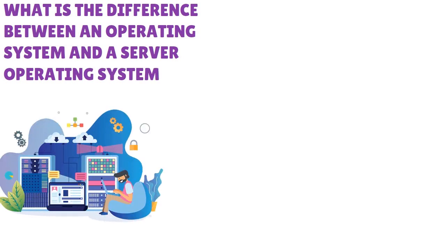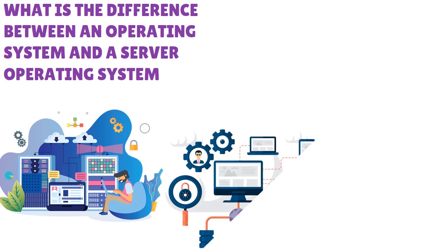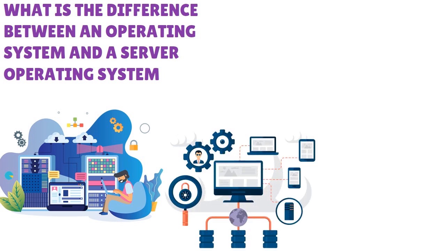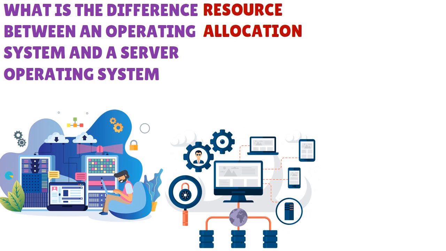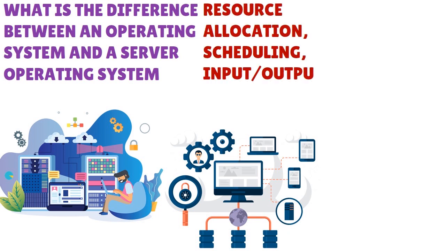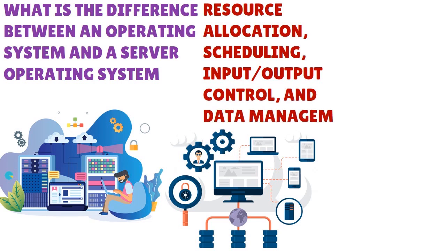Okay. Now, what's the difference between an operating system and a server operating system? Well, an OS, or operating system, is software that manages a computer's hardware resources and provides a platform for running applications. It acts as a go-between for the computer hardware and the user or apps, offering common services such as resource allocation, scheduling, input output control, and data management. So, something to really think about.